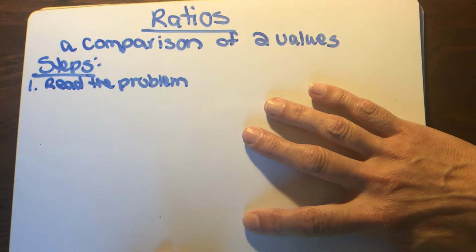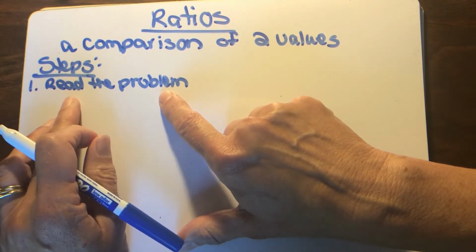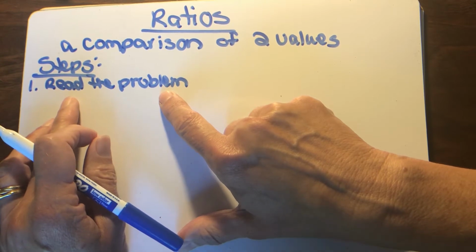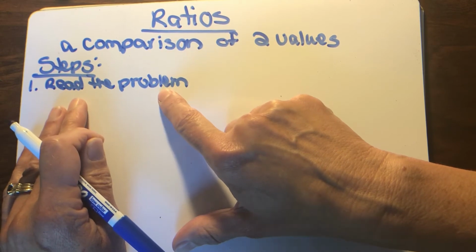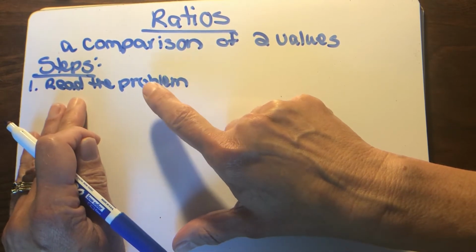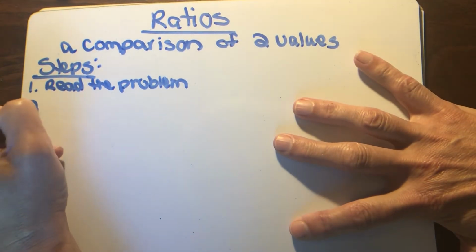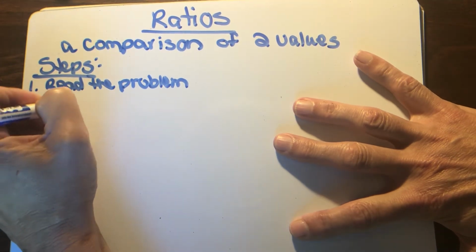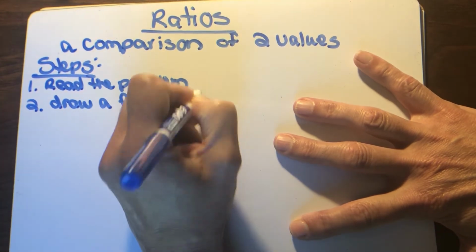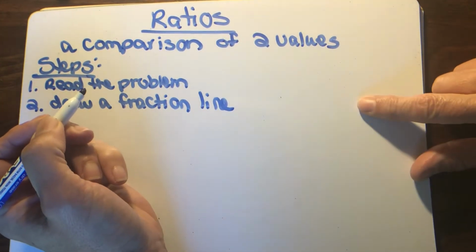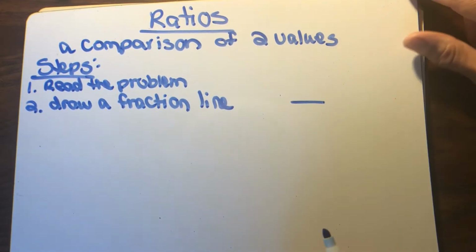So read the problem. Because remember, on the HiSET, you've got 55 questions, and they're not going to be labeled ratios and fractions and decimals and proportions. You're going to need to be able to read it and decide, what am I going to do here? So once you've read the problem and you've decided that it's going to be a ratio, the second step is to draw a fraction line. So I'm going to come over here to the side and just write, draw a fraction line, okay?